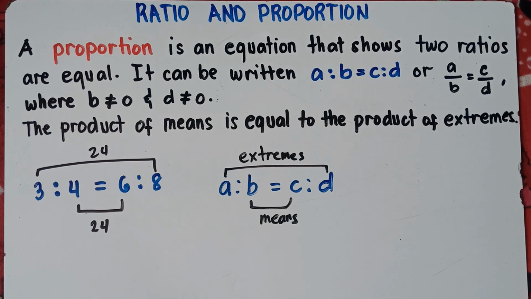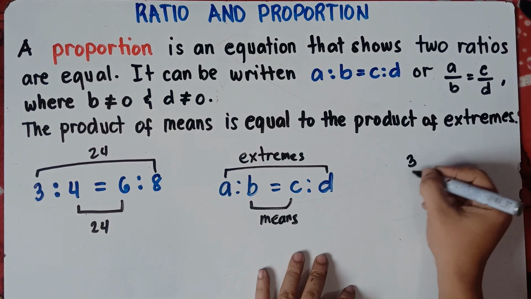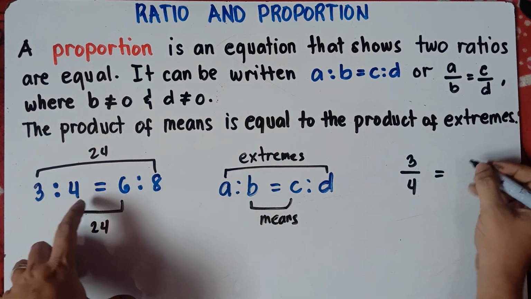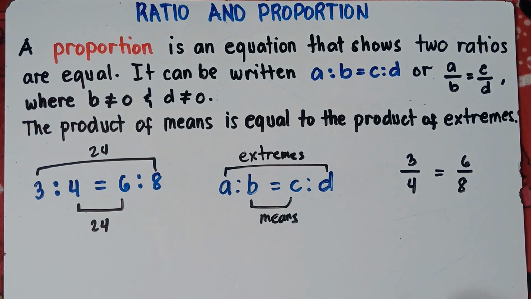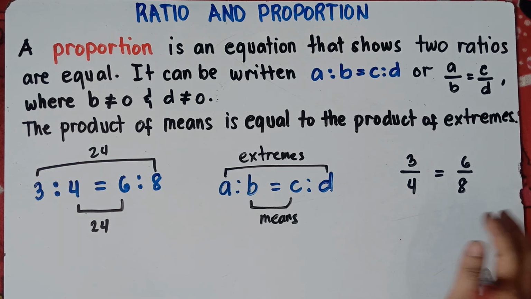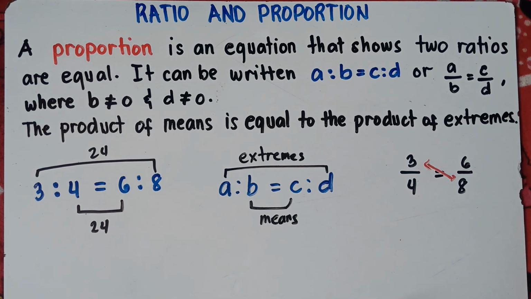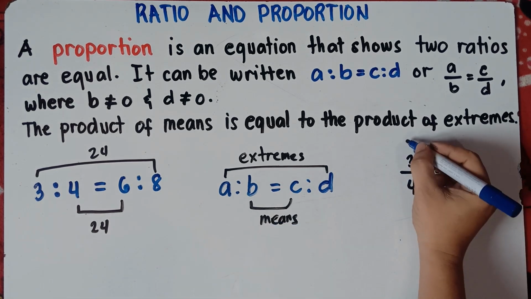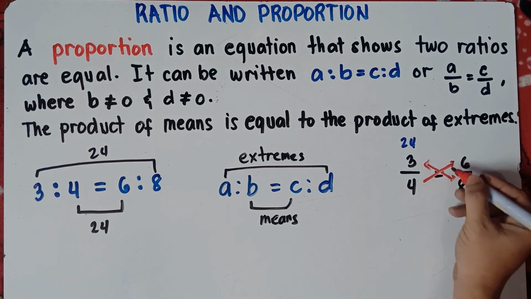Or you can also write this one in fractional form. Let me write this one: 3 over 4 is equal to 6 over 8. Just simply do the cross multiplication. So you multiply. If they have the same answer, therefore this is a proportion. So 3 times 8. What's the answer, class? That's correct, that is 24. And 4 times 6. So 4 times 6.